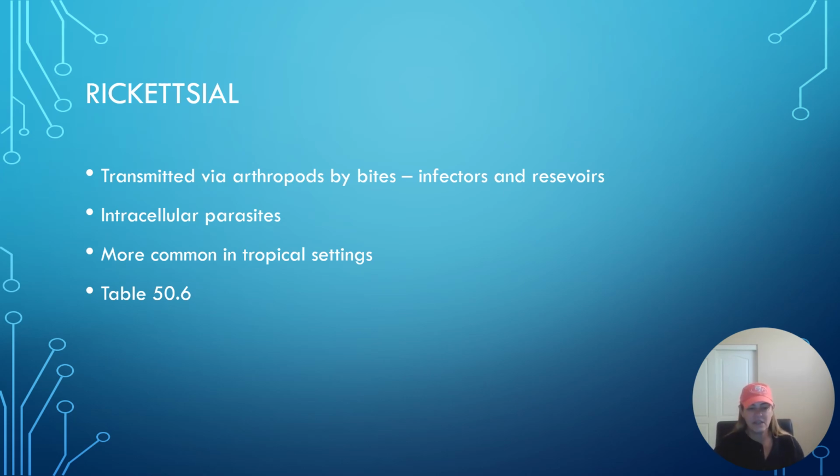Rickettsia is a disease that is transmitted by arthropods, by bites. These are ticks or any little arthropod. They are infectors and reservoirs, so that means that they hold the bacteria, but they also spread it. These are intracellular parasites. You find them most often in tropical warm settings, so not really in California a whole lot, but you might see them in Florida or anywhere it's a tropical setting. It's hot and humid.